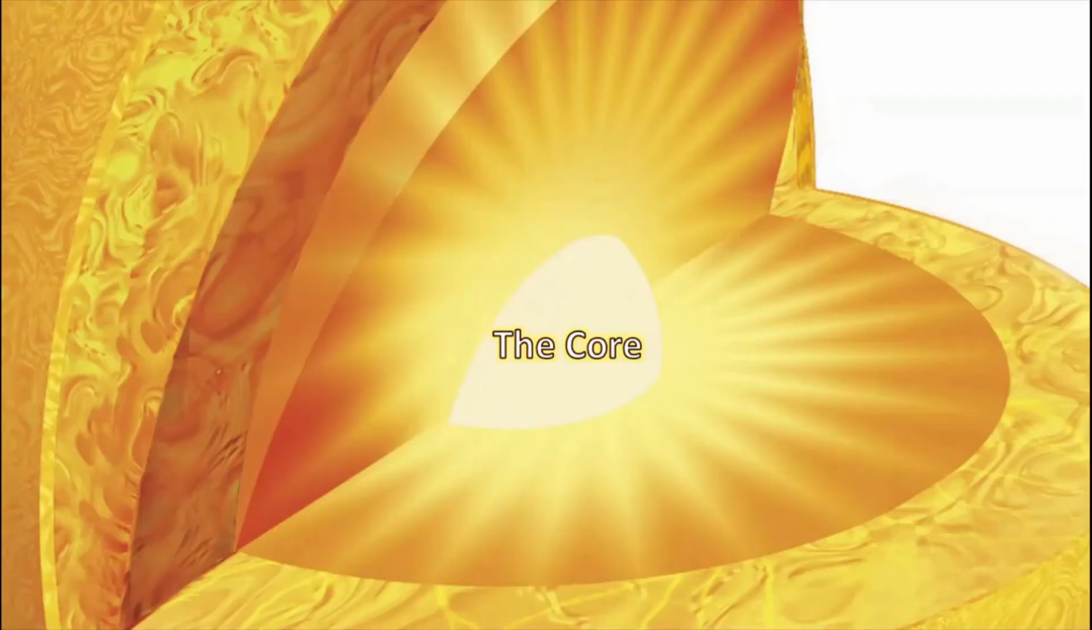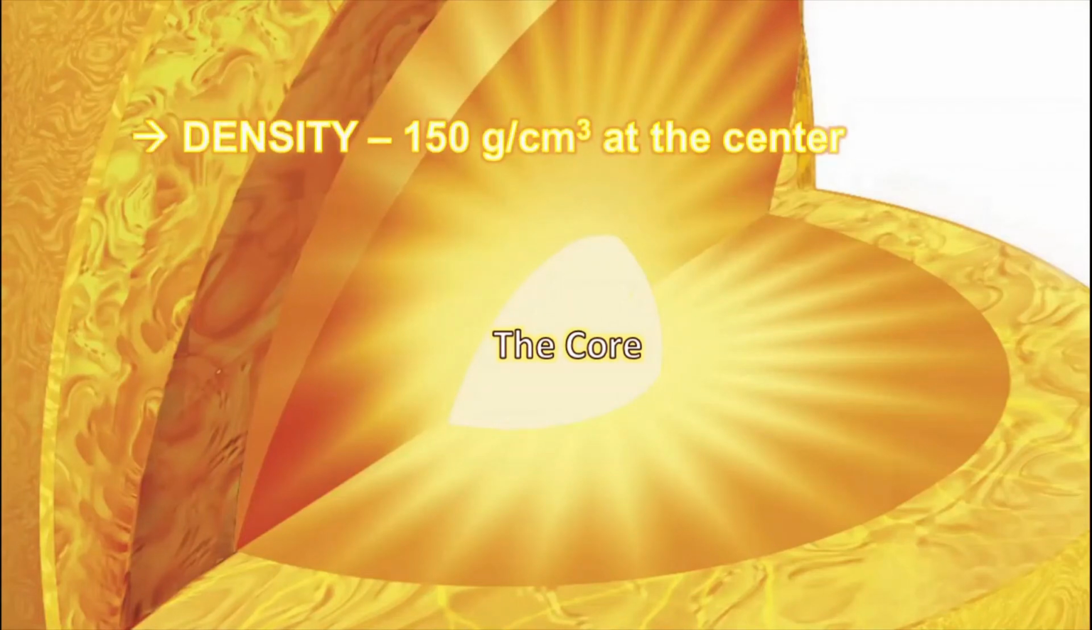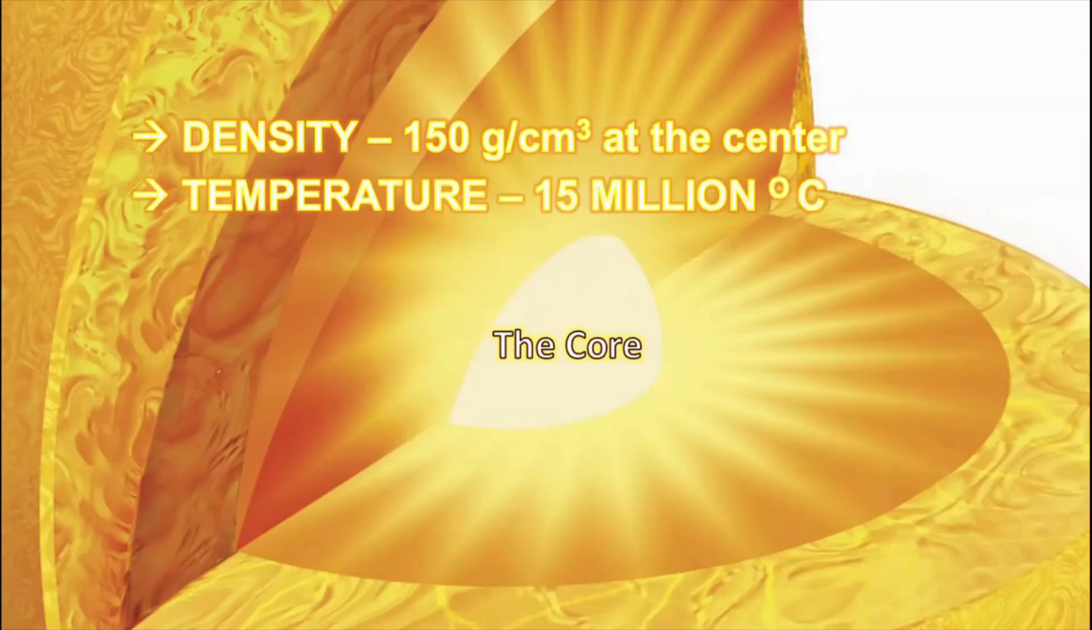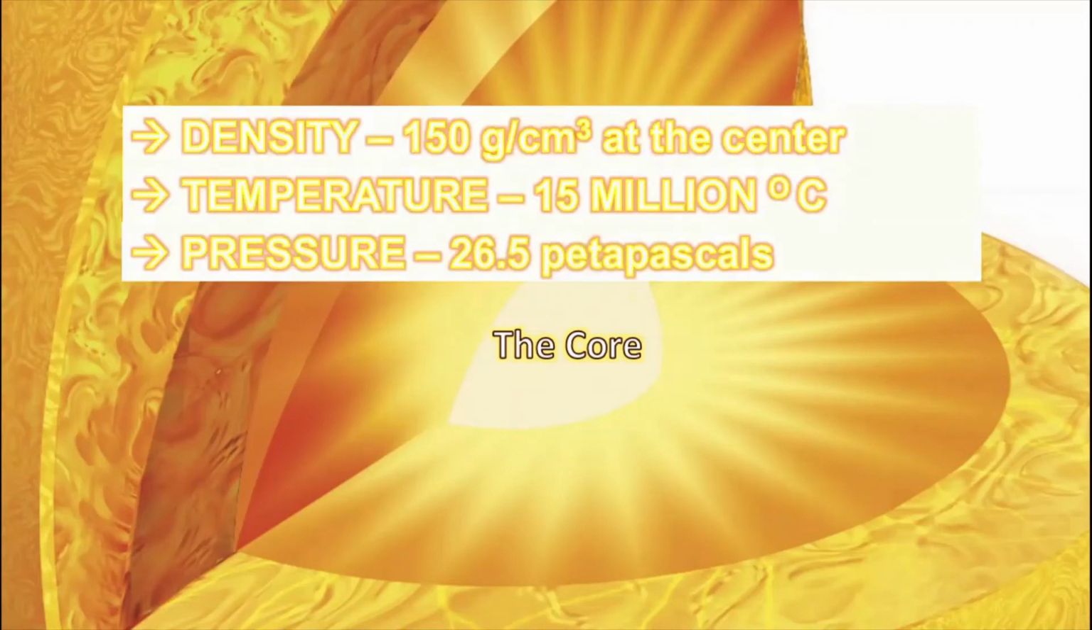Number 6. The core. The core is the hottest part of the sun and of the solar system. It is compressed by the weight of the layers of the sun above it. It has a density of 150 gram per centimeter cube at the center and a temperature of 15 million degrees Celsius or Kelvin, and extreme pressure of 26.5 petapascals, high enough for fusion to occur.